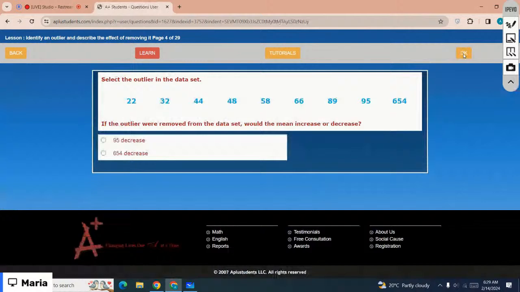Select the outlier in the dataset. If the outlier were removed from the dataset, would the mean increase or decrease? So, which is the correct option?